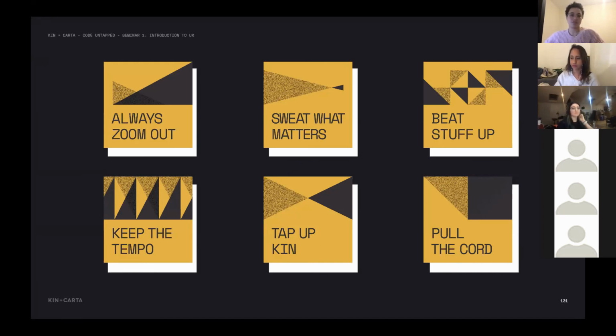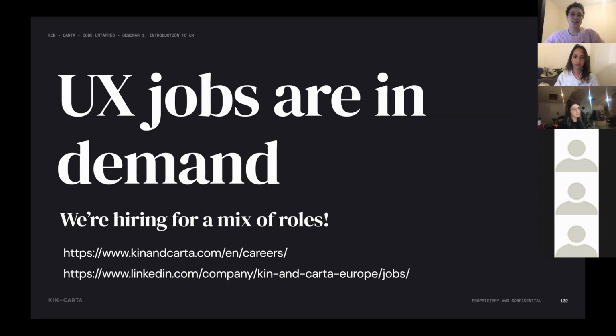And lastly, I just wanted to really emphasize that UX jobs are in demand at the moment. Our company is currently hiring for 3 senior UX design roles, as well as many in engineering and across the board. But soon we'll also be opening up positions for interns and possibly associates. So I encourage you to keep an eye on our Join Us section on the website or our LinkedIn for more details if you want to see what we're looking for.